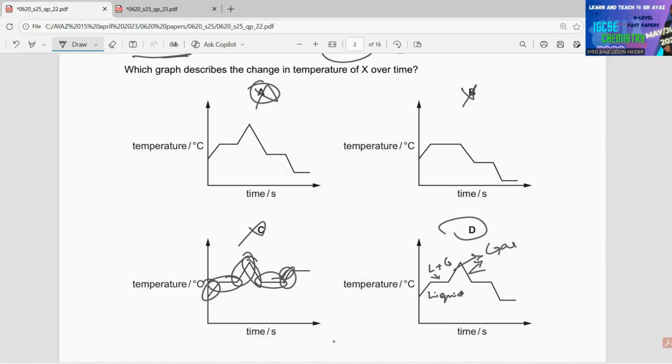Now at this point, the gas cooling down. If you see the decrease in temperature now at this point, then you are having both the gas and liquid state. And at this point, you have liquid state. So D must be the right answer in this case.